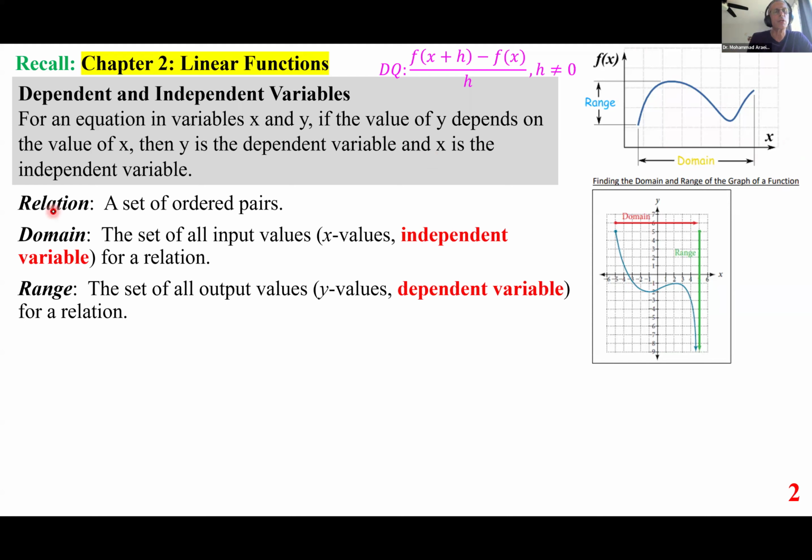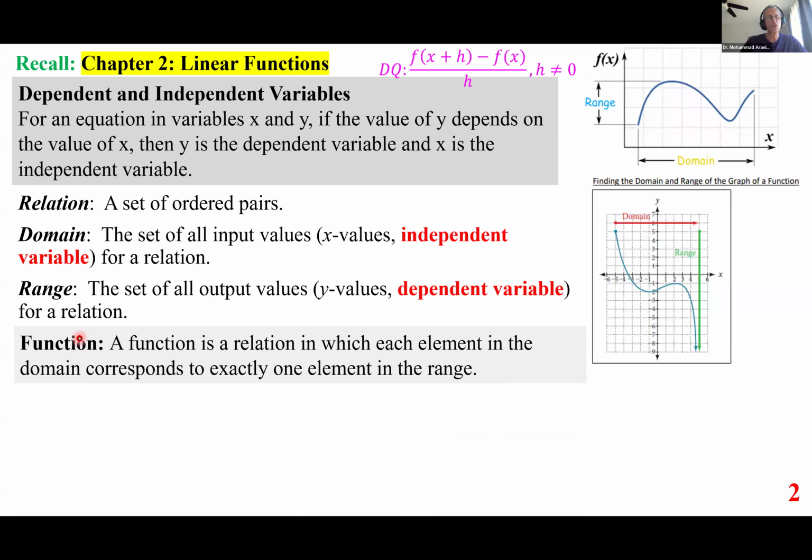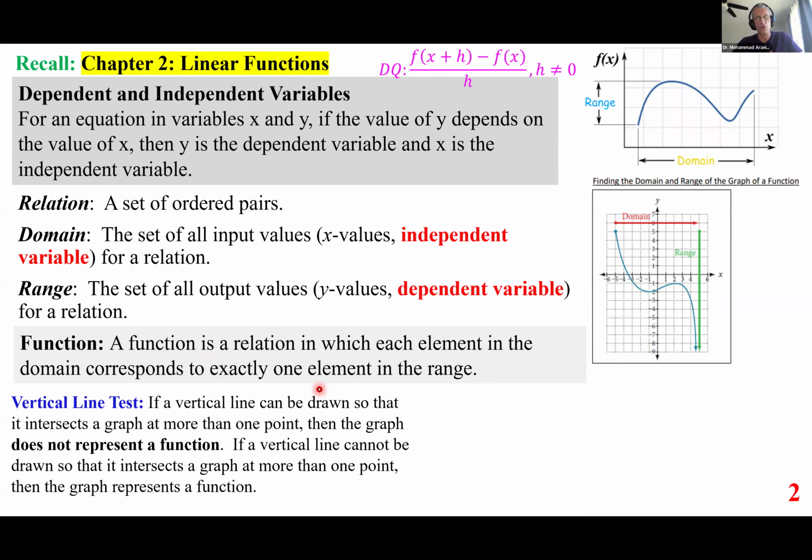So, relation, a set of ordered pairs. Those are definitions. Domain, the set of all input values, x values, independent variable for a relation. Range, the set of all output values, the y values, dependent variable for a relation. Function. A function is a relation in which each element in the domain corresponds to exactly one element in the range, which gives rise to the vertical line test.